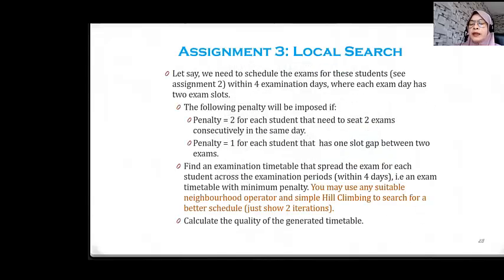Okay, we have done the hill climbing algorithm. This is the next assignment for you to complete this topic.